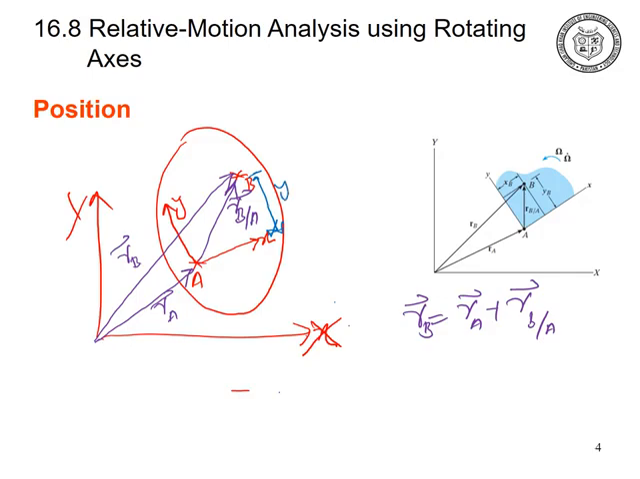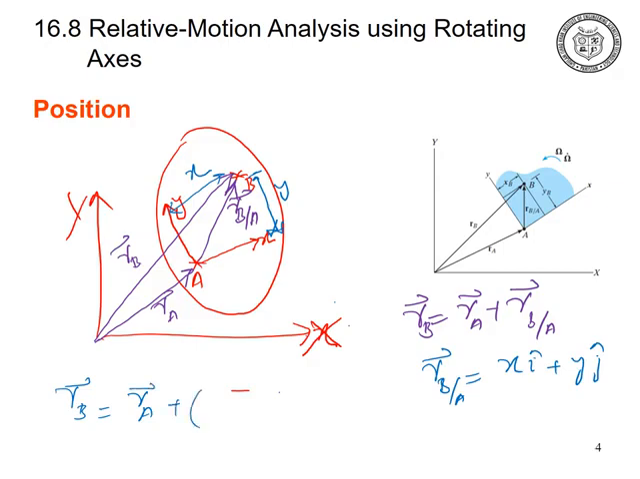So what is your x location? This is your x location. So we can write RB with respect to A is xi plus yj. So in this way we can write the above equation as RB equals RA plus xi plus yj. So this is the position equation for the relative motion analysis using rotating axes.